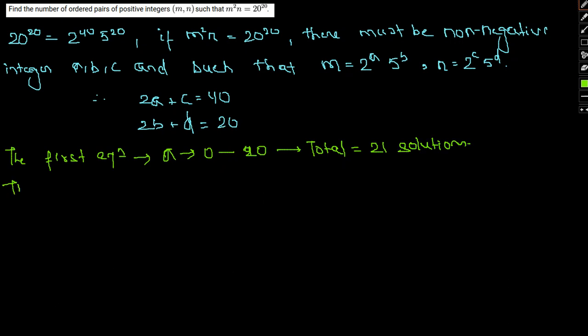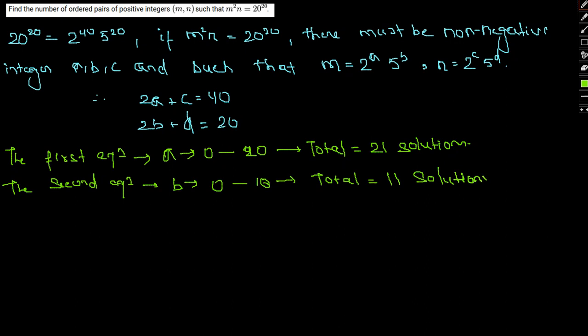And in the second equation, the value of b will be from 0 to 10. So in total there are 11 solutions. Okay, so now total solutions will be 21 into 11 equal to 231, which is the required answer.